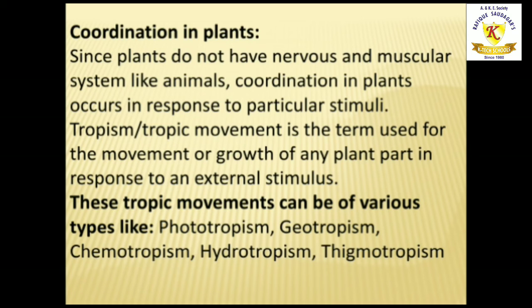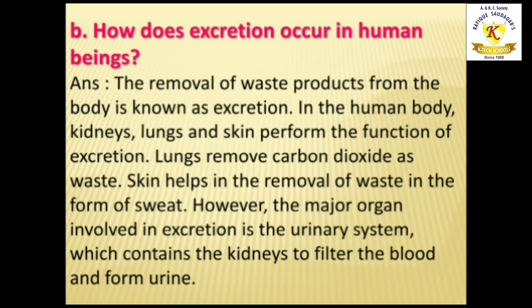Next question, how does excretion occur in human beings? Answer, the removal of waste products from the body is known as excretion. In the human body, kidneys, lungs and skin perform the functions of excretion. Lungs remove carbon dioxide as waste. Skin helps in the removal of waste in the form of sweat. However, the major organ involved in excretion is the urinary system, which contains the kidneys to filter the blood and form the urine.